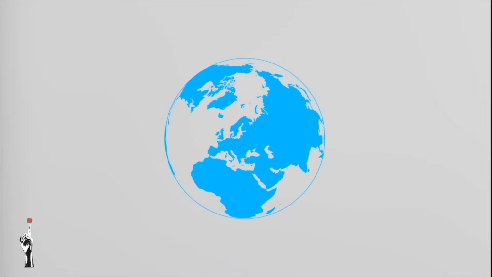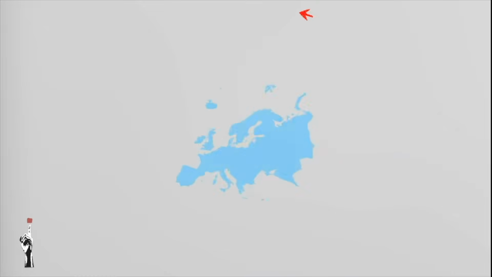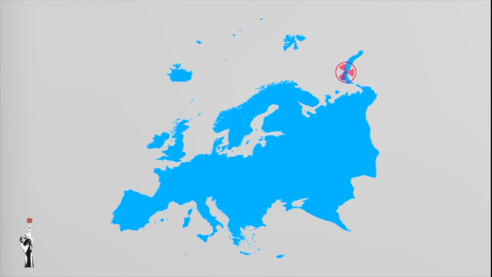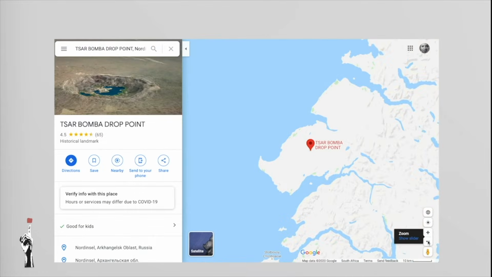This bomb, just to give you an idea, was 1,400 times bigger than those that fell on Hiroshima and Nagasaki. It was so big that the shockwave of the explosion went around Earth 3 times. From the point of explosion, 800 kilometers further, windows were shattered due to the shockwave. Today you can even look on Google Maps and see the crater of the Tsar Bomb.